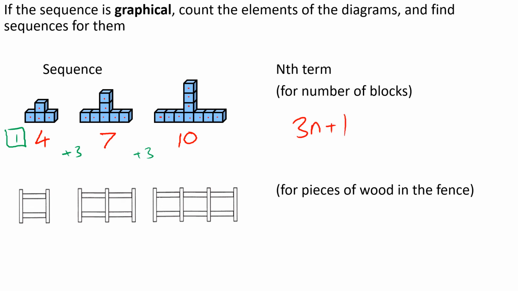Next one says for pieces of wood in the fence, so count the pieces of wood. 1, 2, 3, 4. 1, 2, 3, 4, 5, 6, 7. 1, 2, 3, 4, 5, 6, 7, 8, 9, 10. It's exactly the same sequence. That would be 3n plus 1 as well.